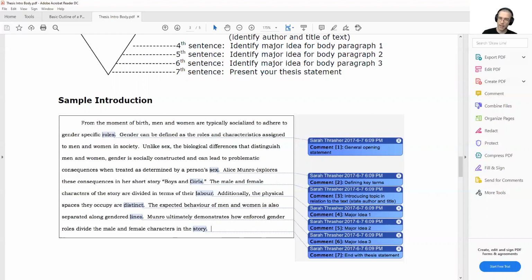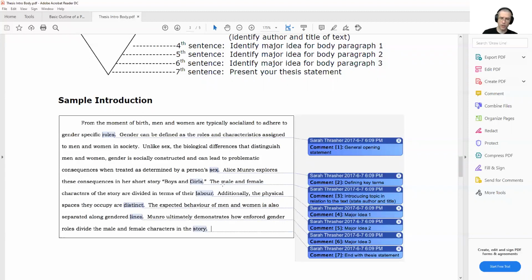Then I move into that connection to the text itself. Alice Munro explores these consequences in her short story, Boys and Girls. So I've just basically described the story and given it a brief summary. I would probably expand this idea of explores the consequences. Explores the consequences is very vague. I'd probably talk about one of the characters or how they deal with gender roles.